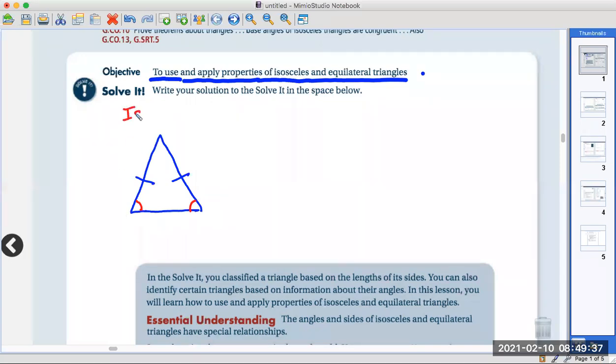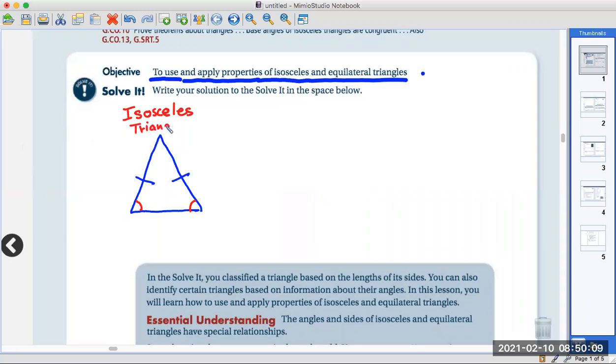So this is isosceles. It's a Greek word, isosceles. No, wait, I made a mistake. First, we have to learn how to write it, right? There, oh, am I going crazy? There is an S. Isosceles. There we go.